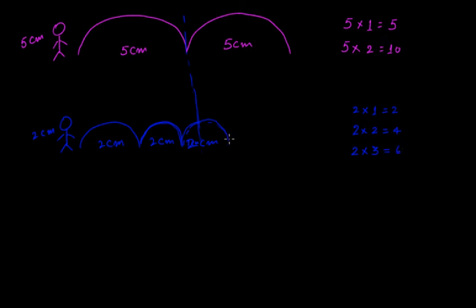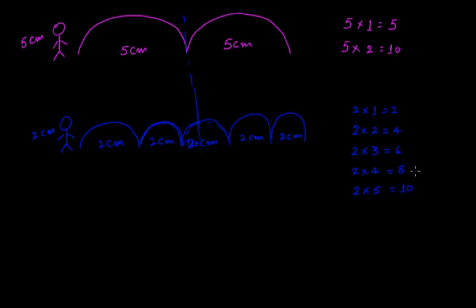This person takes another step, that is 1 more step, and covers 2 centimeter distance. So 2 plus 2 plus 2 plus 2 is 8 centimeter. So 2 is the step measure, 4 is the number of steps taken, and 8 centimeter is the distance covered. It takes another 2 centimeter step. So 2 plus 2 plus 2 plus 2 plus 2 is 10 centimeter. So 2 is the step measure, 5 is the number of steps taken, and 10 centimeter is the distance covered.